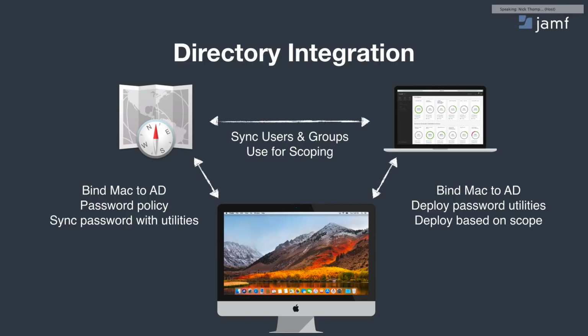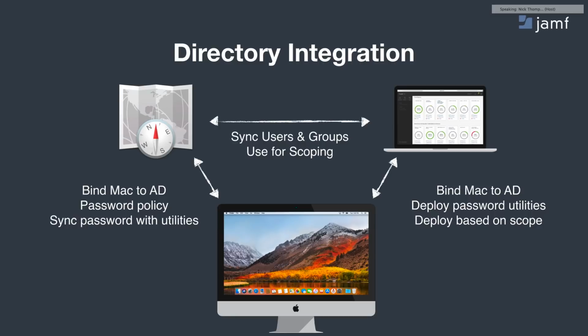First off, with directory integration. You can bind a Mac to Active Directory, and you can enforce a password policy using AD if you'd like to. There are some keychain issues, but what's nice is there are some third-party utilities out there that actually help sync that keychain up. And Jamf Pro integrates with your directory in order to sync users and groups into your Jamf Pro server. You can use those users and groups then for scoping. So you can say, apply this particular policy to this LDAP group. And you can use Jamf Pro to enforce that binding of the Mac to Active Directory.